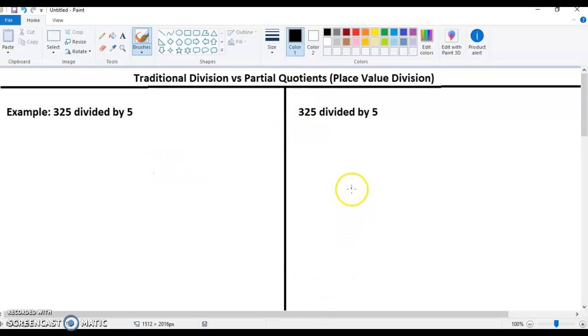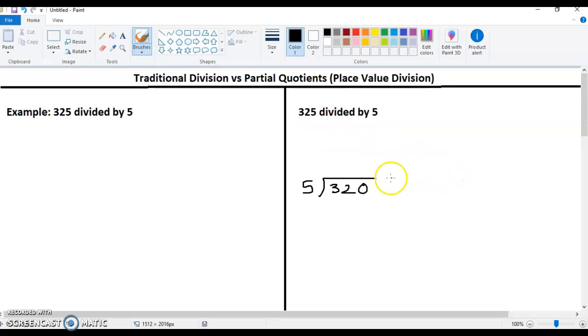You can see the problem here says 325 divided by 5. So I know my 5 is my divisor on the outside, and inside under my division sign is my dividend, and that's going to be 300, 20, and 5. If you're going to use place value, it's very similar to when we learned how to multiply numbers and we found partial products. But this time we're going to find partial quotients, and at the same time we're going to use multiplication. So even though we're dividing, we're actually going to use multiplication to solve a division problem.